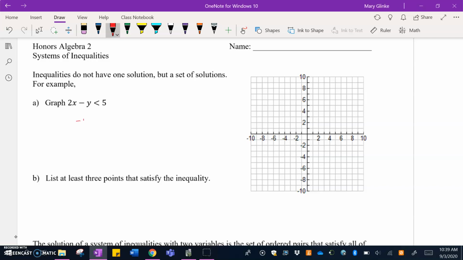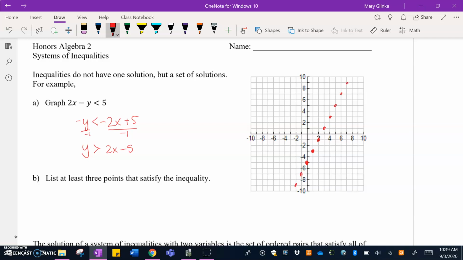So with this first inequality, we're going to go ahead and solve for y. As a reminder, when we divide by a negative or when we multiply by a negative, you have to switch your sign. So this should become y is greater than 2x minus 5. We're going to go ahead and graph this in slope-intercept form. So we go down to -5 on our y-intercept, and we go a slope of 2.